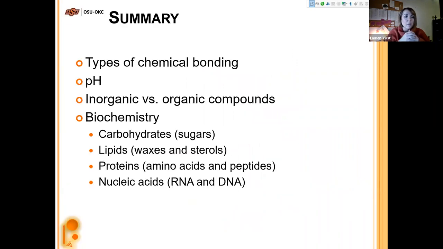So in summary, we talked about the different types of chemical bonding. We talked about pH, what that is, and the inorganic versus the organic compounds. Remember, organic being carbon and hydrogen backbones, and then the biochemistry of carbohydrates, lipids, proteins, and nucleic acids. Hopefully you guys can go back and review all of these and refresh your mind about which one is which. If you have any questions about any of this, please let me know. These concepts are going to be carried on throughout the rest of the semester.